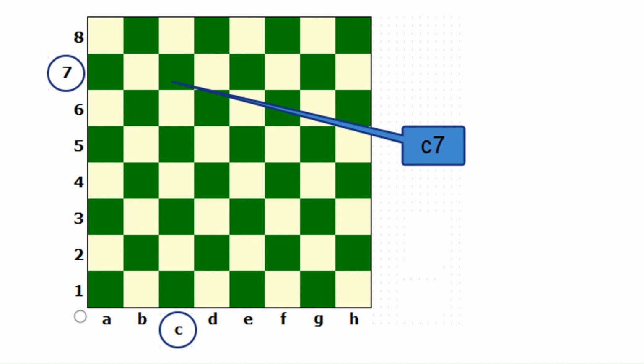Now, let's take another example. What is the algebraic notation of this highlighted square? The algebraic notation of this particular highlighted square is C7.